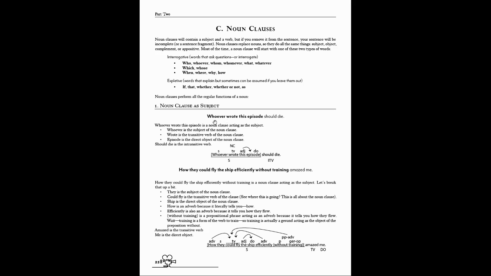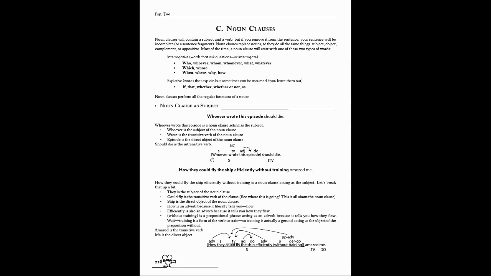But, okay, if you look at this, you've got this part in bold. Let's start with that. This whole thing right here, whoever wrote this episode. So whoever is a subject, wrote is my transitive verb because wrote what? Wrote the episode. So that's my direct object. This whole chunk is the subject. So it happens to be a noun clause, right? Whoever wrote this episode. But whoever wrote this episode should die. So whoever wrote this episode is my subject, and then should die is my intransitive verb.